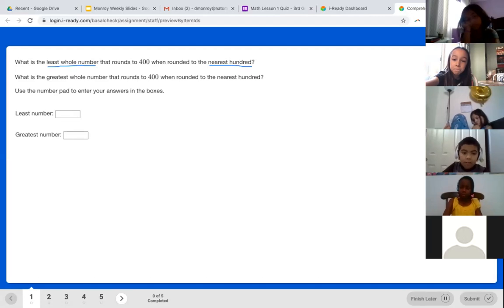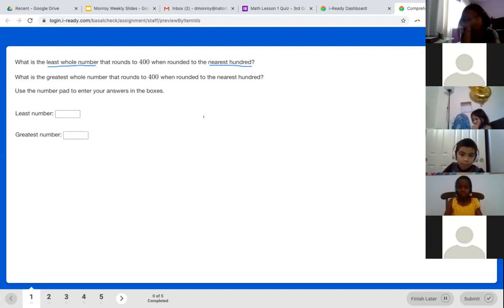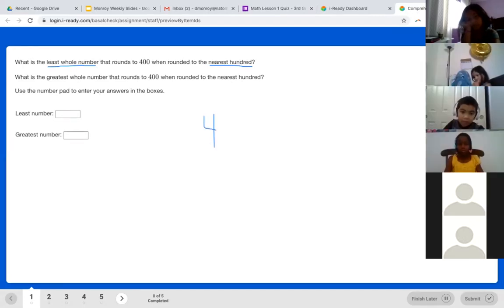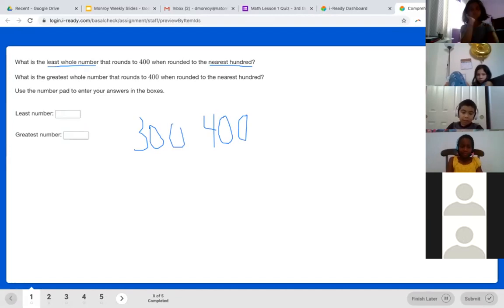400 and 500. So 400's right, but not 500 because we are looking for, actually, hold on, we're looking for the least. So we're going to want to go one lower than 400. This time we're going to go 300, right? There are numbers that go with 500 that could round to 400, but we're looking for the least, so this time we're going to go smaller. We know it's going to be between 300 and 400.